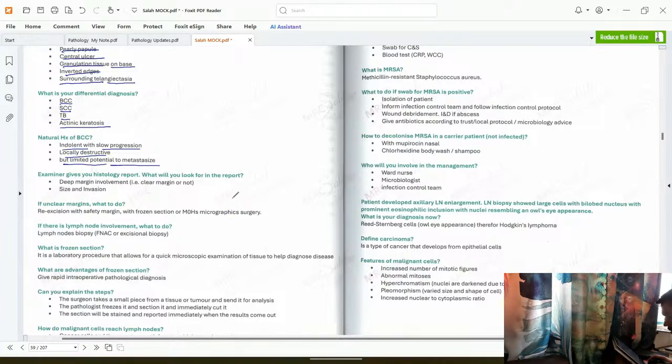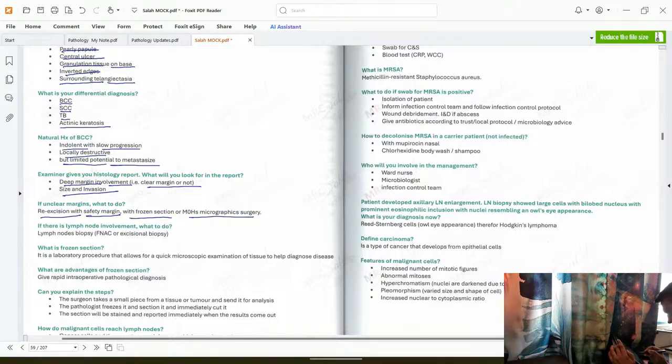Indolent with low progression. What else? The pathology report gives you the result; you just look at the report. What will you look for in the report? We'll look for deep margin involvement, whether the margin is clear or not, and size and invasion. If the margin is unclear, re-excision with a safety margin, with frozen section or Mohs micrographic surgery.